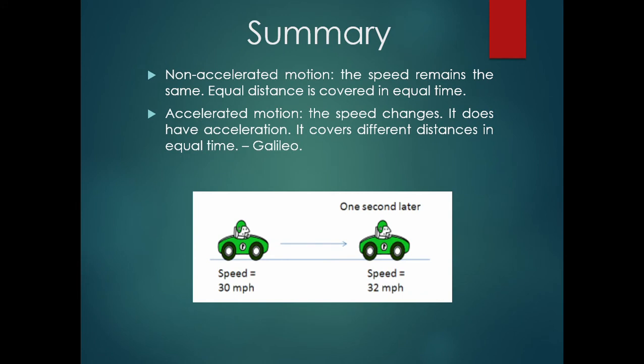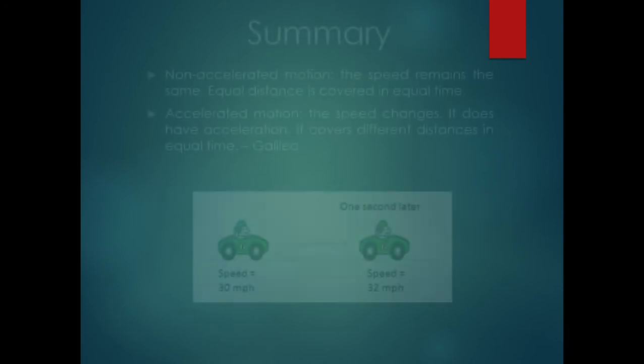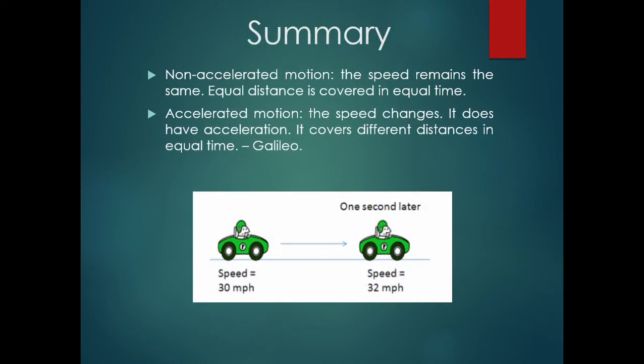And here we have another image that represents what happens to the speed when it has a certain acceleration. At first, the object has a speed of 30 miles per hour, and then it changed to 32 miles per hour after 1 second. So what does that tell you? It tells you that basically the object is speeding up, and its acceleration will be 2 miles per hour per second, basically.